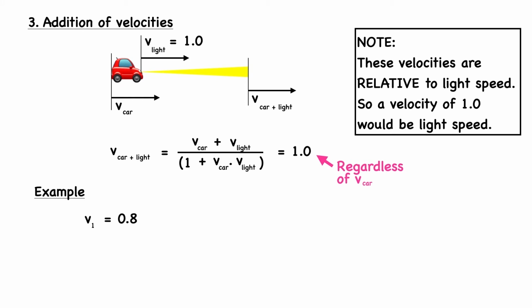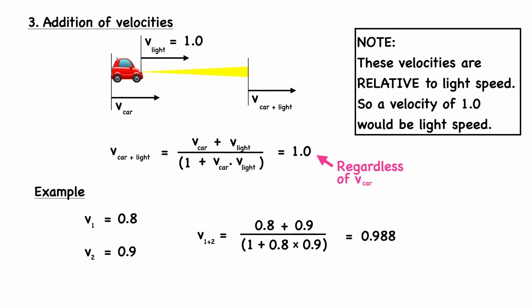So let's choose v1 to be 0.8 times the speed of light, v2 0.9. So the addition of velocities would be, using the same equation, 0.8 plus 0.9 divided by 1 plus 0.8 times 0.9. And if you care to rattle your calculator, you will get 0.988.